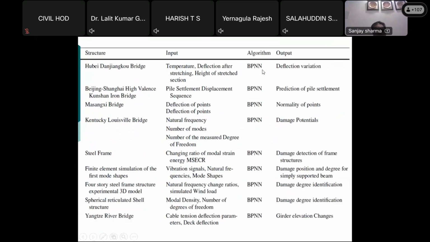The algorithm may be a neural network, it may be something else. So for different things you try to see and predict. Like in that particular case, basically you wanted to find out what the deflection variation is, for a bridge.